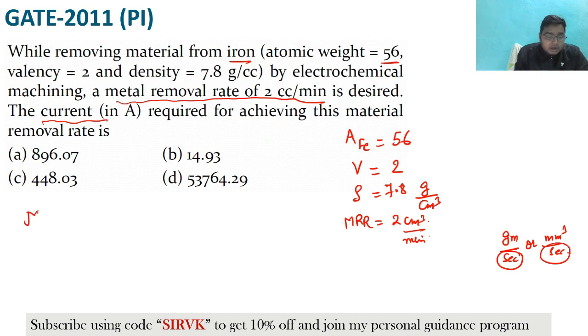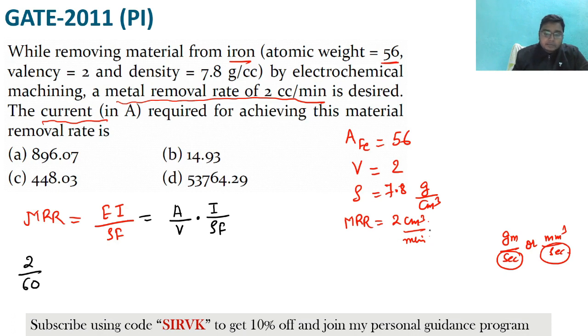So basically the MRR is given by, see here we have seen EI by rho F, EI by rho F, we have seen this. So how you can write this E? E can be written as A by V, I by rho F, fine, and this will be in centimeter cube per second. So basically what is this MRR? See here, this is 2 by 60. If you will divide by the 60, then you will be getting centimeter cube per second, fine.